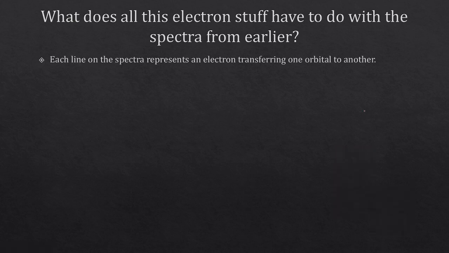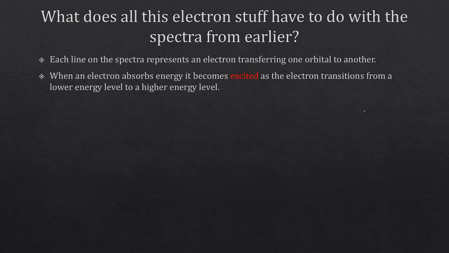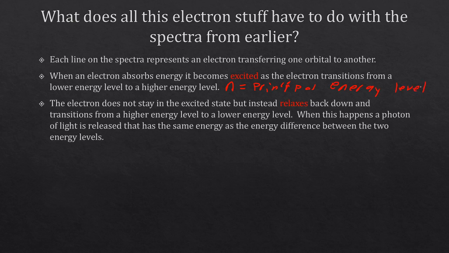So each line on the atomic spectra is going to represent an electron transferring from one orbital to another. When the electron absorbs energy, it becomes excited. So the electron jumps from a lower energy level to a higher energy level. You'll notice I said the word energy level. So hey, we can talk about this within our principal energy level. So we can use those quantum numbers to help determine what we should expect to happen. You may remember there was that equation for energy earlier based on n as well.